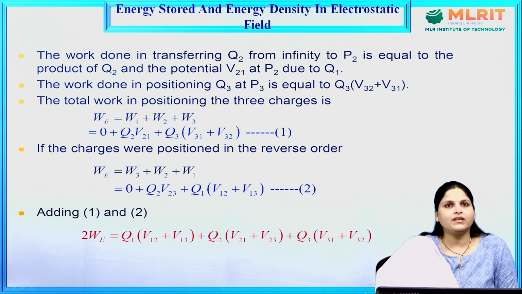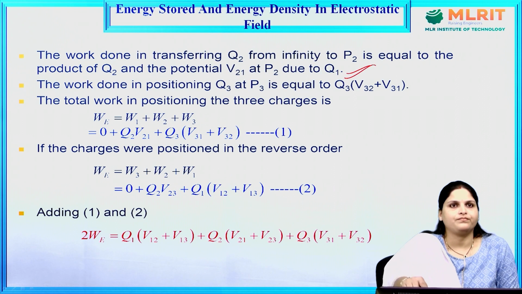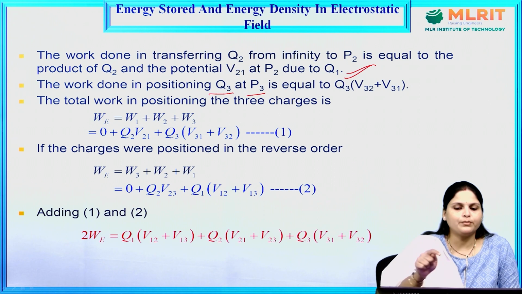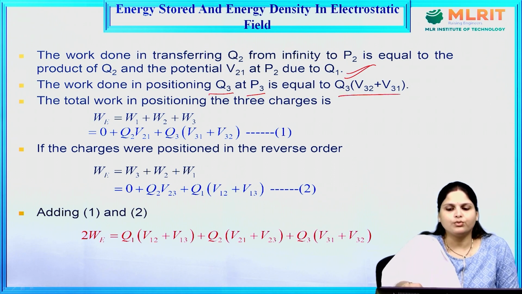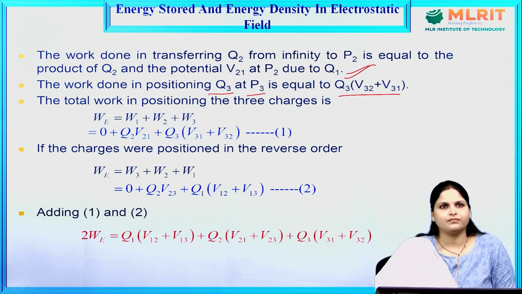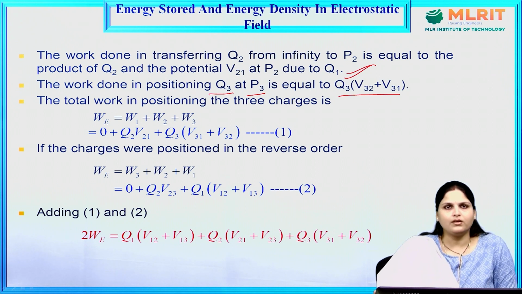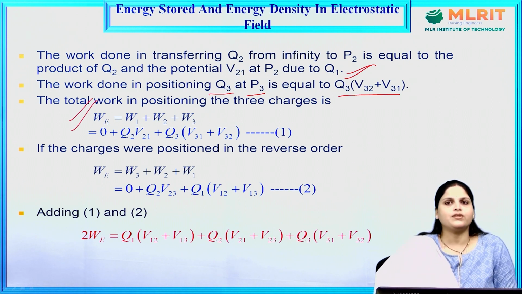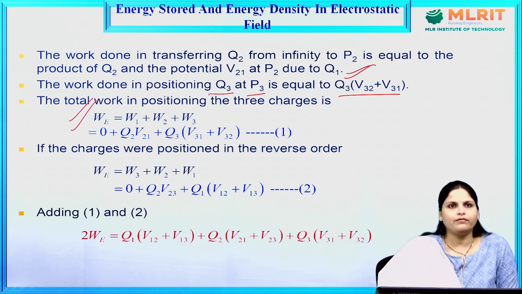Next, we are going to bring charge Q2 from infinity to point P2. When we transfer Q2 from infinity to P2, the work done will be equal to the product of Q2 and potential V21. This potential V21 is at P2 due to Q1. Now we will bring charge Q3 from infinity to position P3, and the work will be Q3 times (V32 plus V31). The total work in positioning these three charges is given by WE equals W1 plus W2 plus W3.